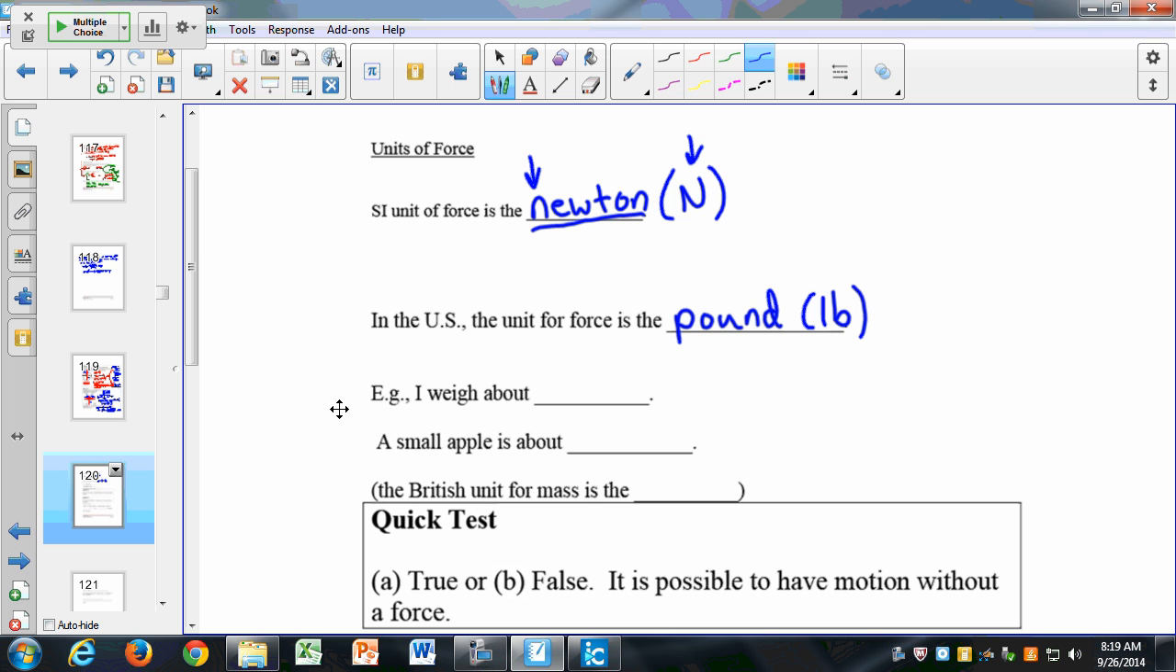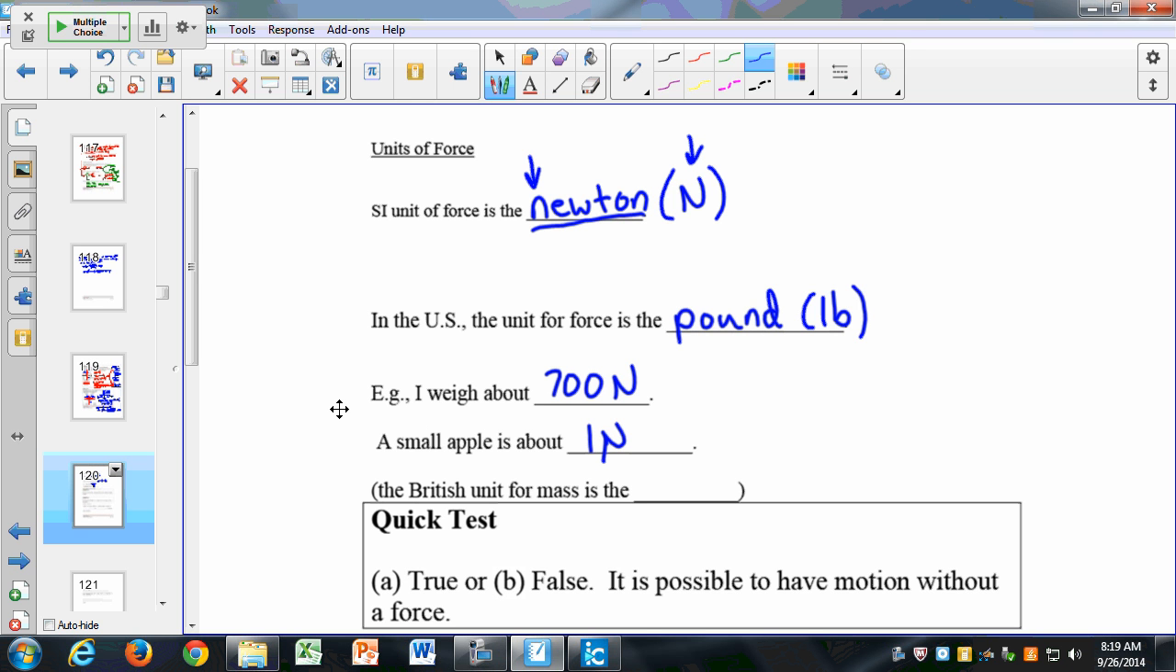Is it Latin? Okay. All right, so, for example, I weigh about how many newtons, you think? Don't say 1,000. No, I weigh about 700 newtons. So a typical person weighs about 700 newtons. A small apple is about 1 newton.